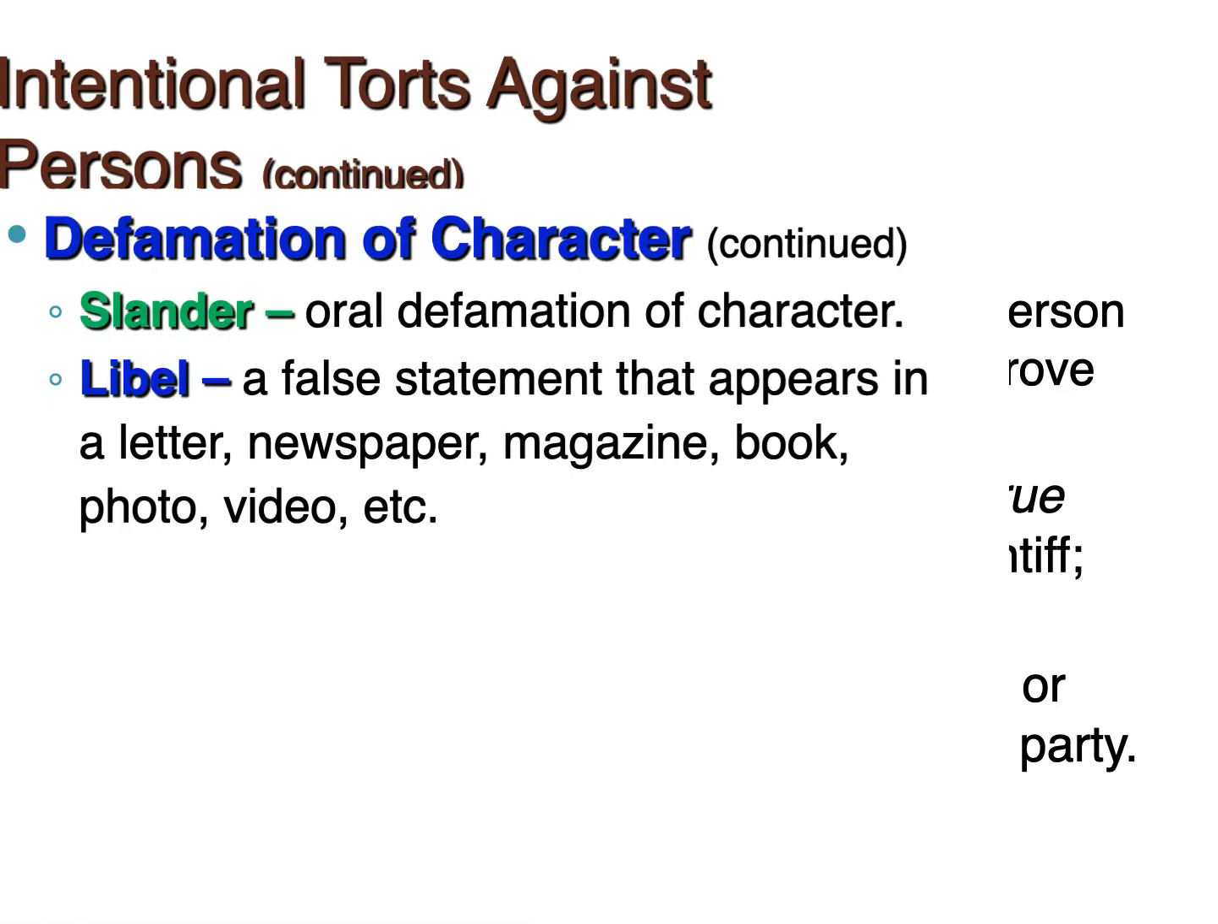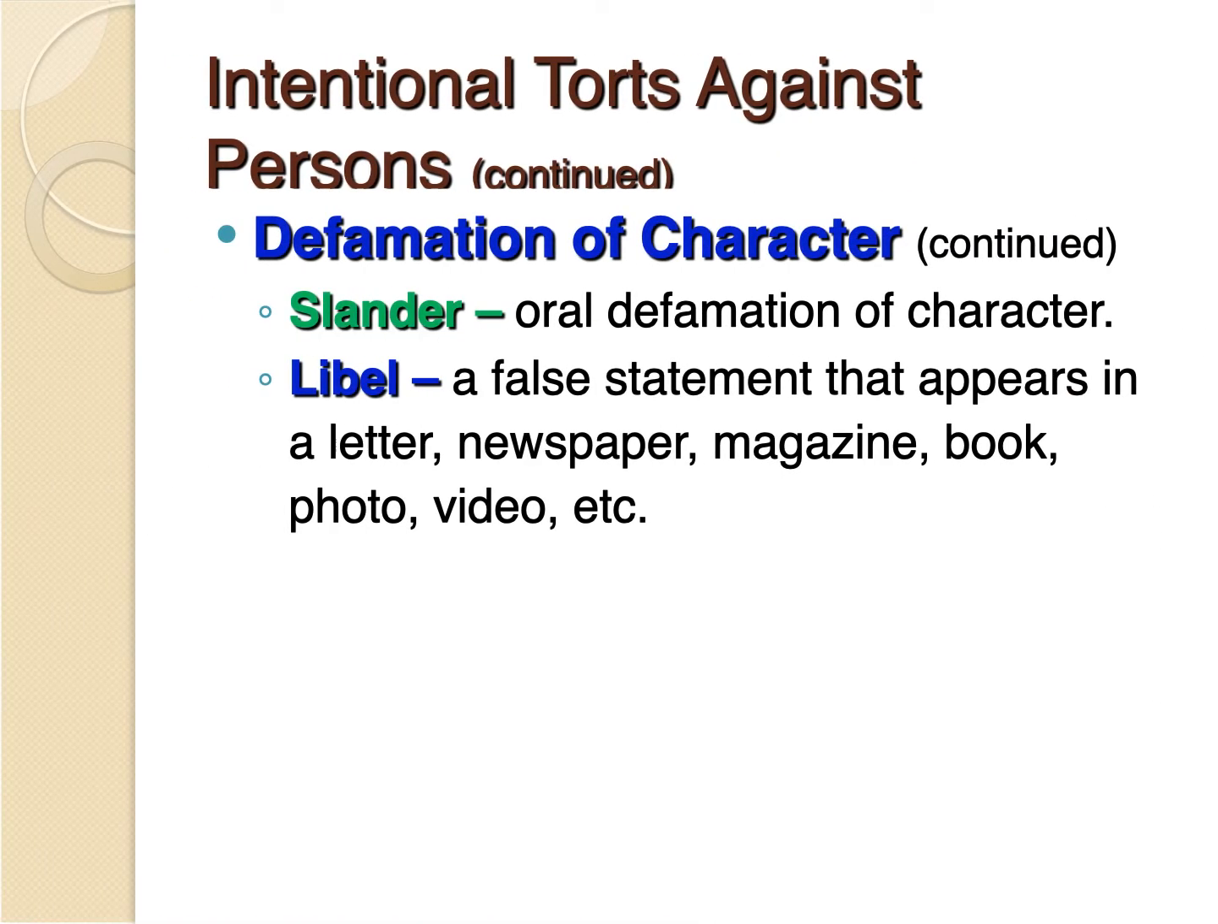Now, with defamation, there are two types. There is slander and there is libel. Slander is just oral, so verbally spoken, and libel is a false statement that appears in a letter, newspaper, magazine, book, photo, video, even social media. Slander is the verbal, libel is essentially the written, and the written can be in any type of form.